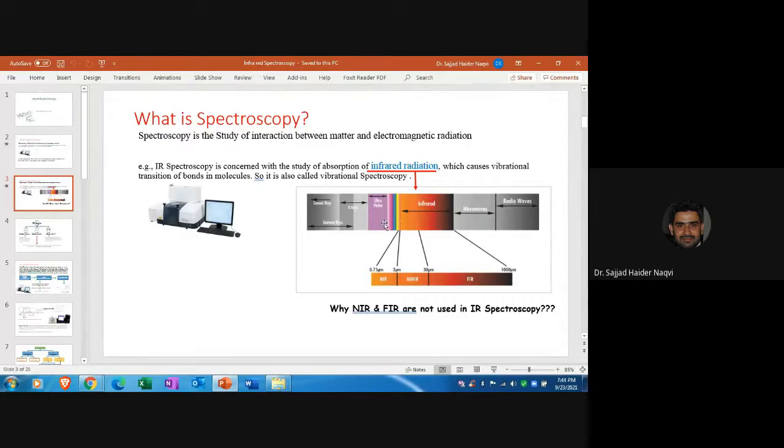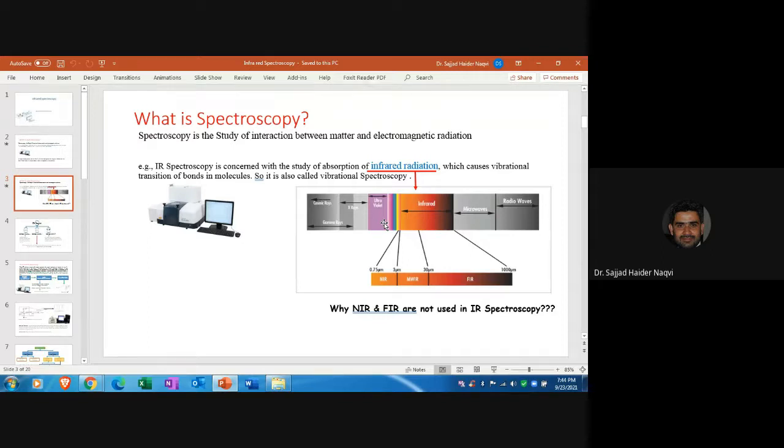So in IR spectroscopy, we are concerned with the absorption of only infrared radiation. And as I said earlier, when infrared radiations are absorbed, it results in the vibrational transition of the bonds within the molecule.